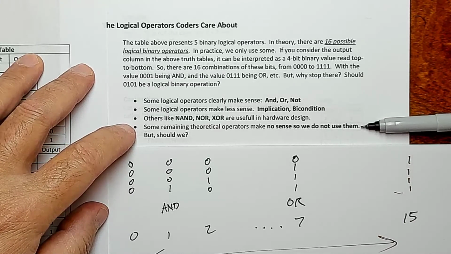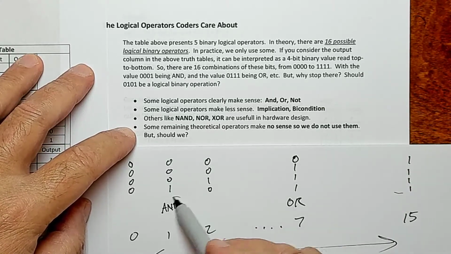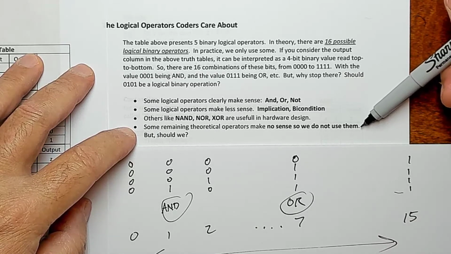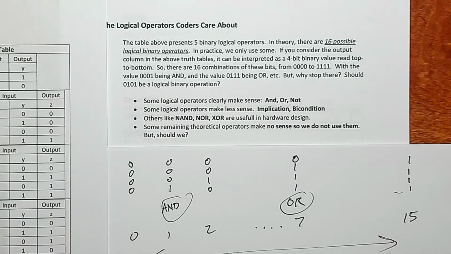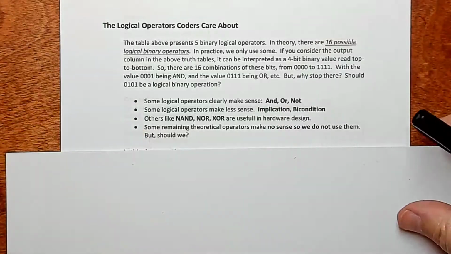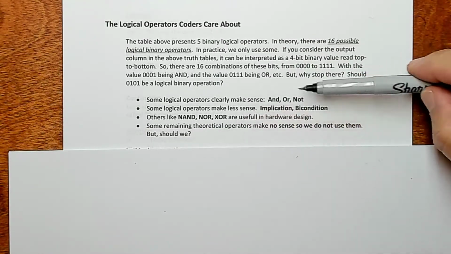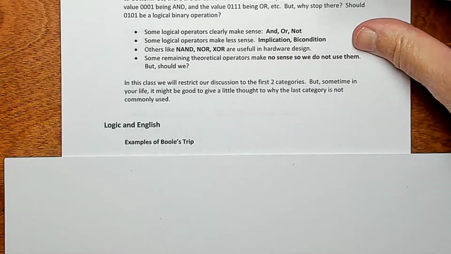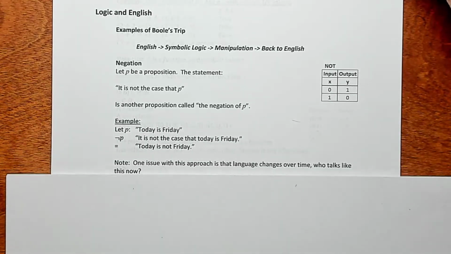So it brings up the question, there's other theoretical operators, maybe they would be useful, something to think about. Okay, let's go on. So the ones coders care about are AND, OR, NOT mostly, and then NAND, NOR, and XOR next. But there's others that, in theory, you could mess with.